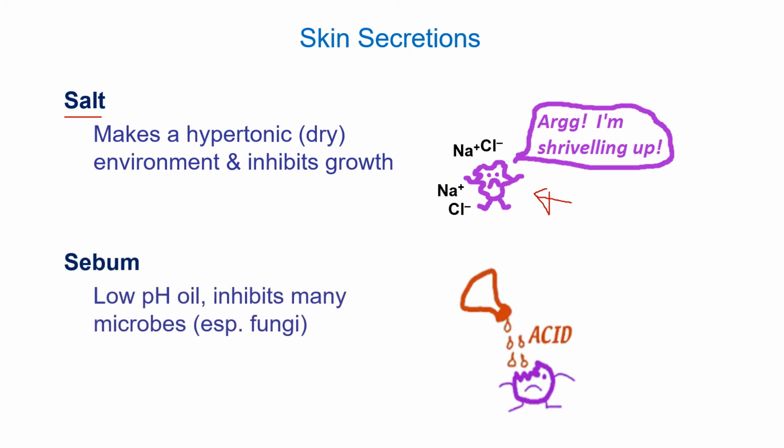Another thing on the skin is something called sebum. So sebum is an oil that we make out of our glands, and it is partially antimicrobe, especially inhibits a lot of fungi. It's also a little bit acidic, so that also helps inhibiting a lot of organisms growing on our skin.